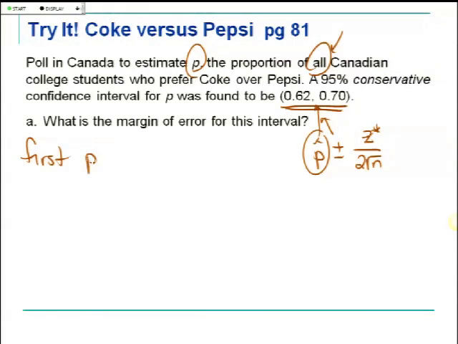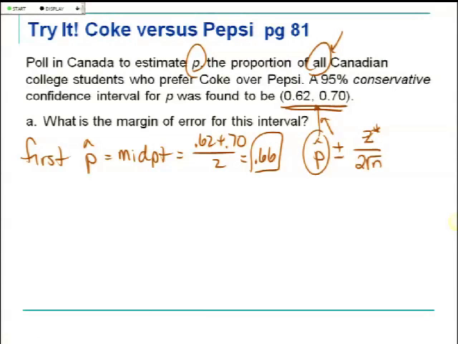First, let's find p hat, which is the midpoint. If you need to work it out, you can add up the two endpoints and divide by 2. 0.66 is the middle. So there must have been 66% of the sample that said yes, they prefer Coke over Pepsi. And 66% is what I started with, and I went up to 70 and down to 62.